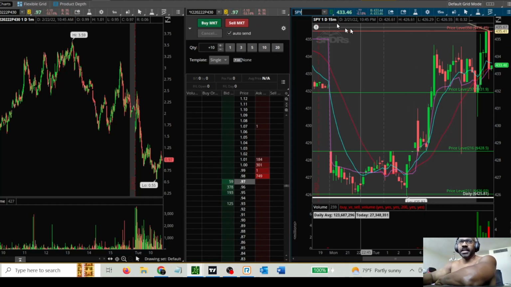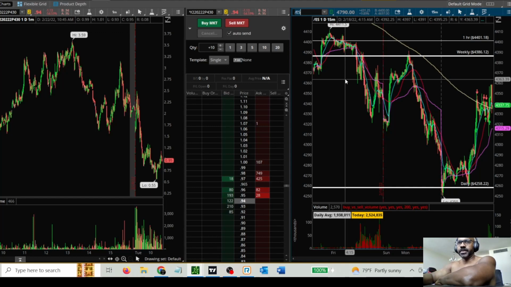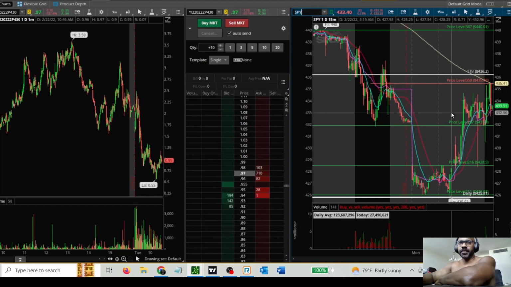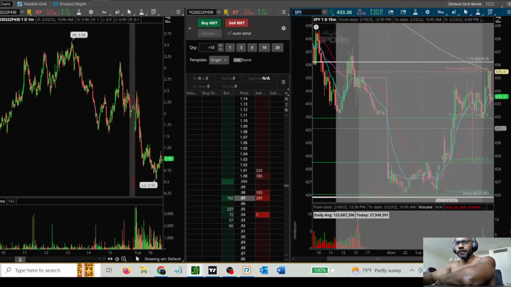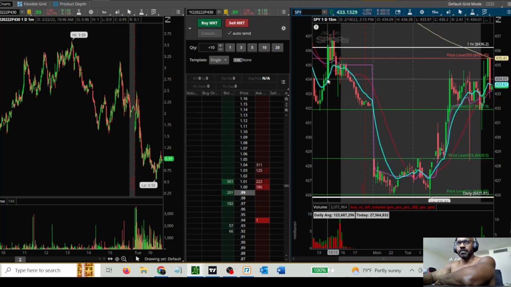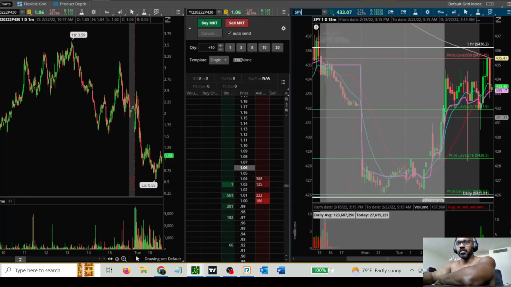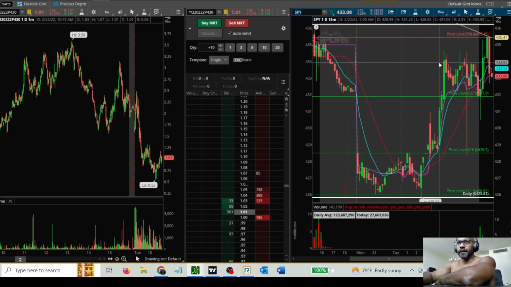Although what's weird is for me on ES we didn't make it close to anything up here. The turnaround was kind of random, other than this SMA here. Okay, let's see what kind of a pullback we get. Oof, not much. It's like we rejected off of this SMA.